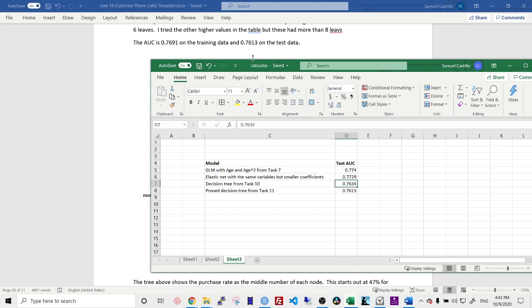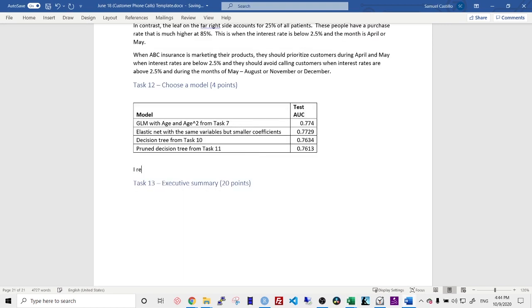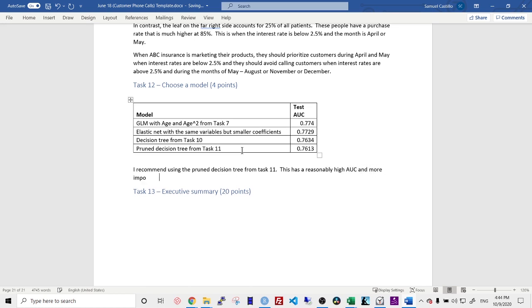Because the goal is just to find insights, the simplest tree to understand is this tree. Remember that this other tree from task 10 had a high AUC, but it had about 14 different nodes, so it would have been very difficult to explain. So I recommend using the pruned decision tree from task 11. It has a reasonably high AUC, and more importantly is straightforward to interpret.